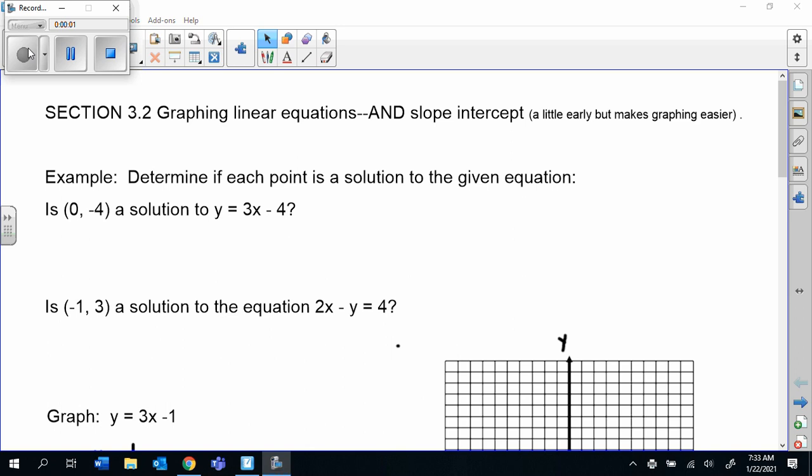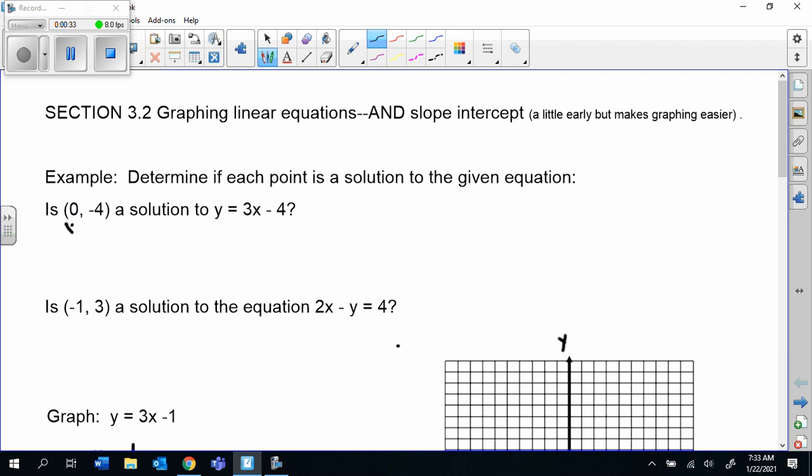Welcome. This section will cover 3.2. We're going to look at points or slope-intercept form and how to graph equations. At first we discuss whether or not a certain point is a solution to an equation. The way we go about doing this is simply to substitute x and y into our equation, and see if we come up with a true sentence.